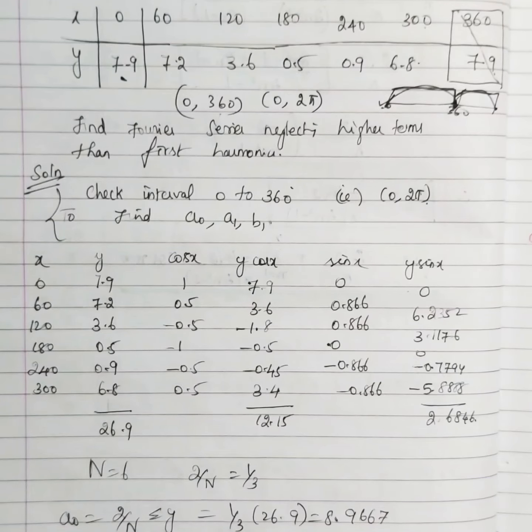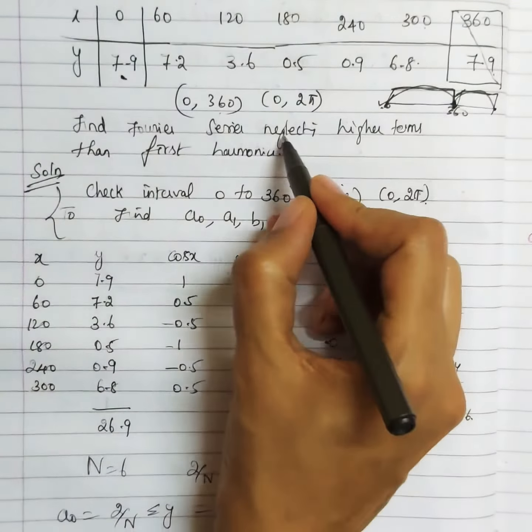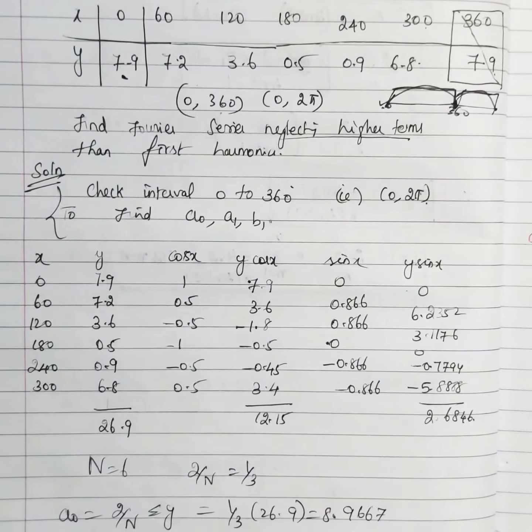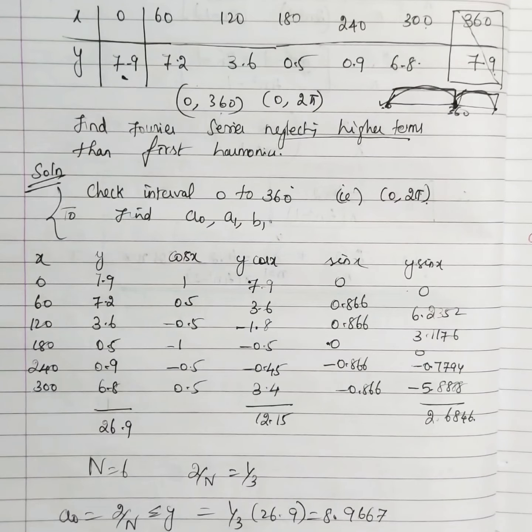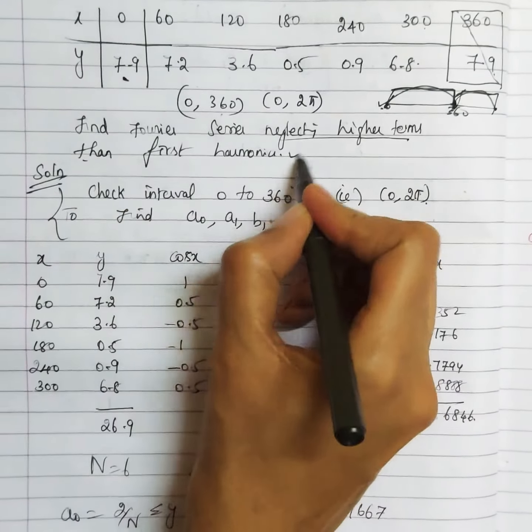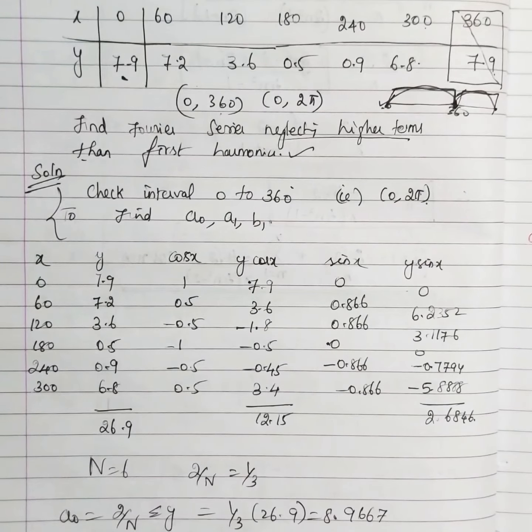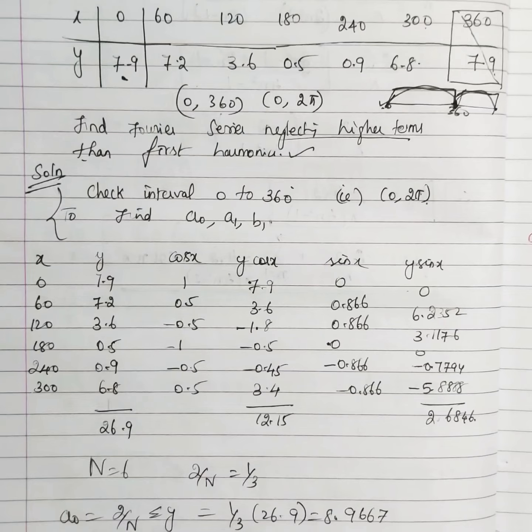Now going to the question. Find the Fourier series neglecting the higher terms. Whether they give this or not, we are going to neglect it because we are not going to find n terms. And then first harmonic, it means they are asking you to find till the first harmonic. First harmonic means find a1 and b1. That's it. a0 is just a constant, right? Second harmonic means a2 and b2.